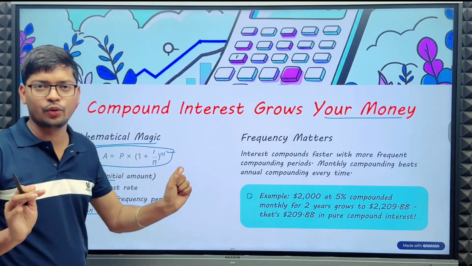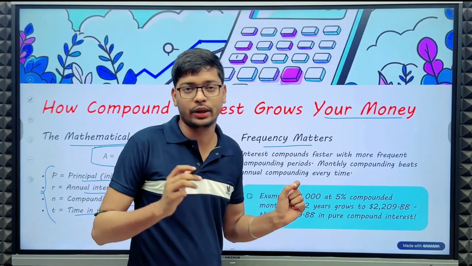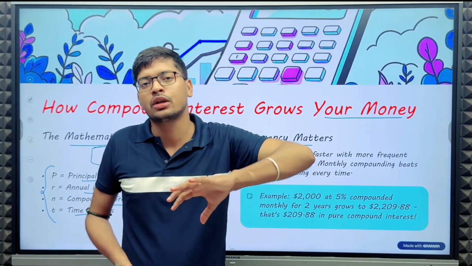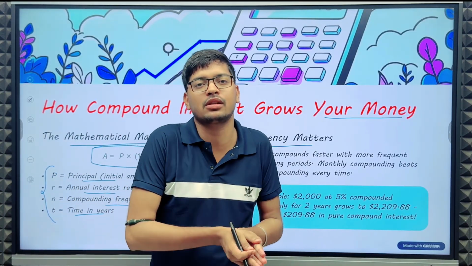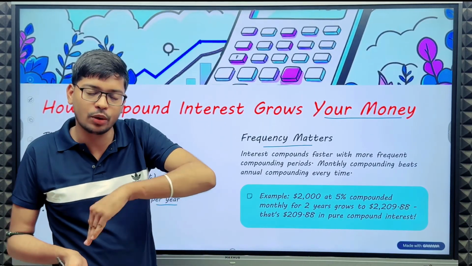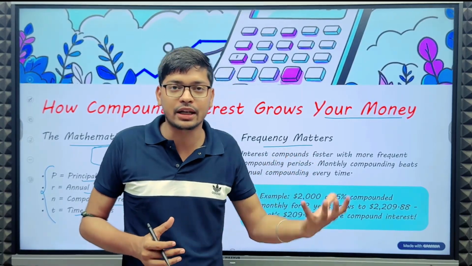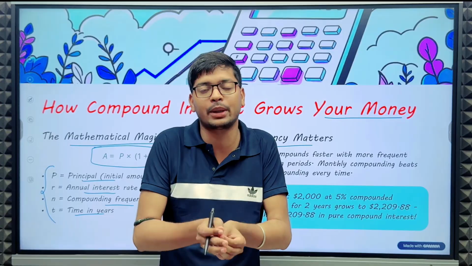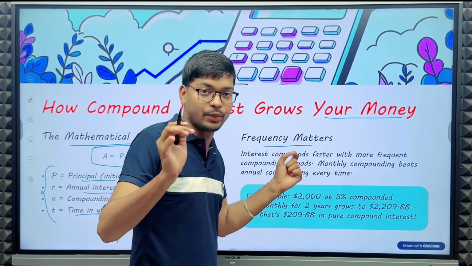Now we talk about how frequency matters. Frequency is the most important thing here, because the main difference between simple interest and compound interest is about frequency. If you do not have any kind of frequency over the years, then you never consider compound interest. So frequency matters a lot here.